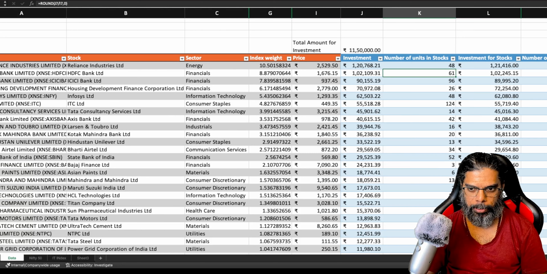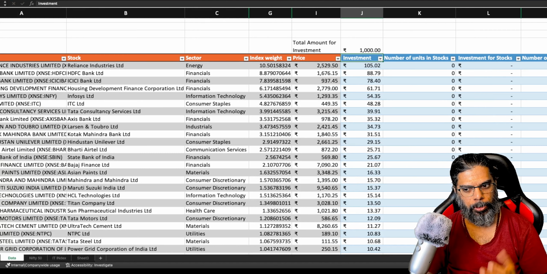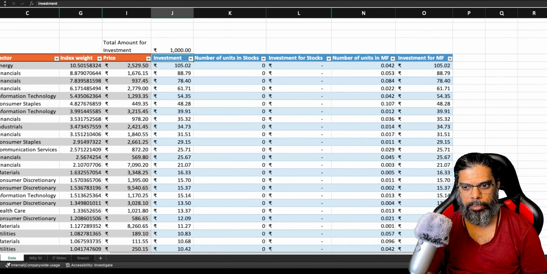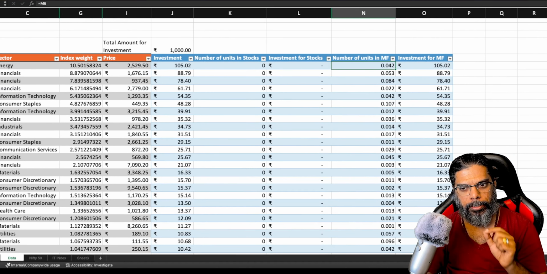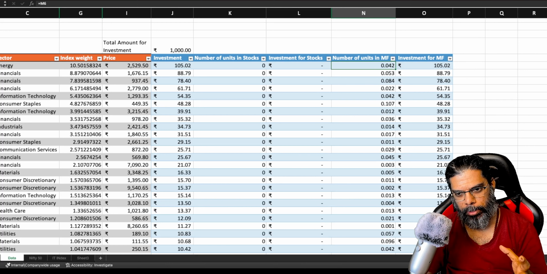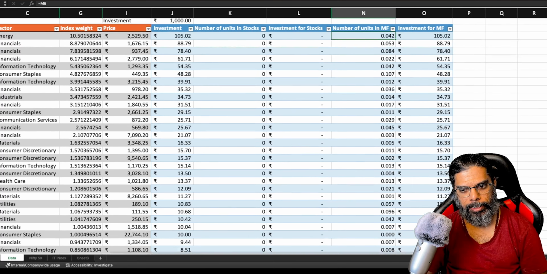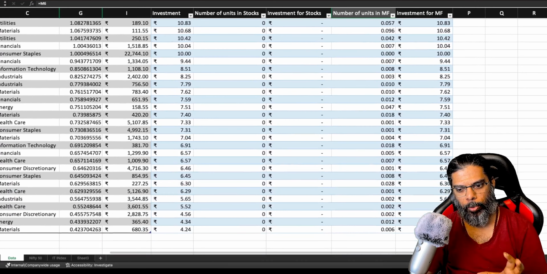How does it happen? You don't need to invest lakhs. You just invest 1,000 rupees. With 1,000 rupees, you cannot buy any stock directly. But if you see here, in the mutual fund column, I can buy 0.042 quantity of Reliance. That is the power of mutual funds and ETFs. They help you invest in all the sectors and all the stocks in the required composition. You don't need to buy a complete one stock or two stocks. You can even buy fractions of a stock, 0.042. That is how you end up owning all the stocks.